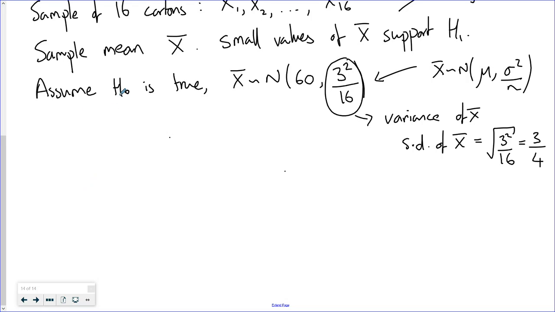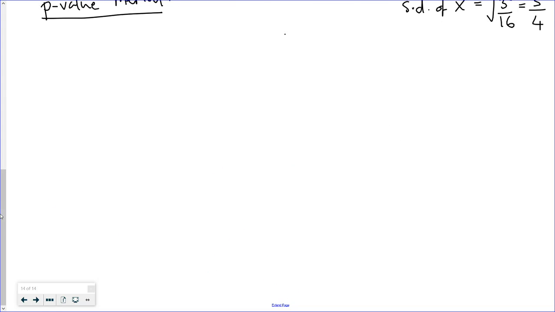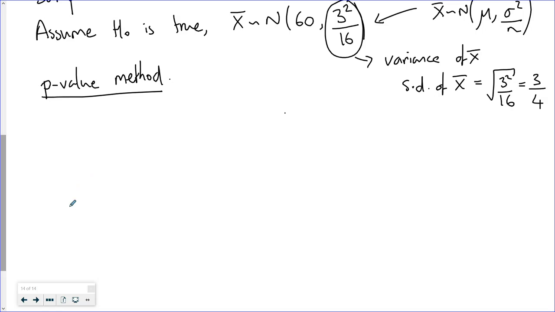We're going to do the same question now, but we're going to use a p-value method. And again, if you've forgotten what a p-value method is, then I'd really recommend going to look at the videos from Year 1 Statistics, and it's the last chapter on testing with the binomial distribution. So we're still going to look at the distribution of x bar under H0.